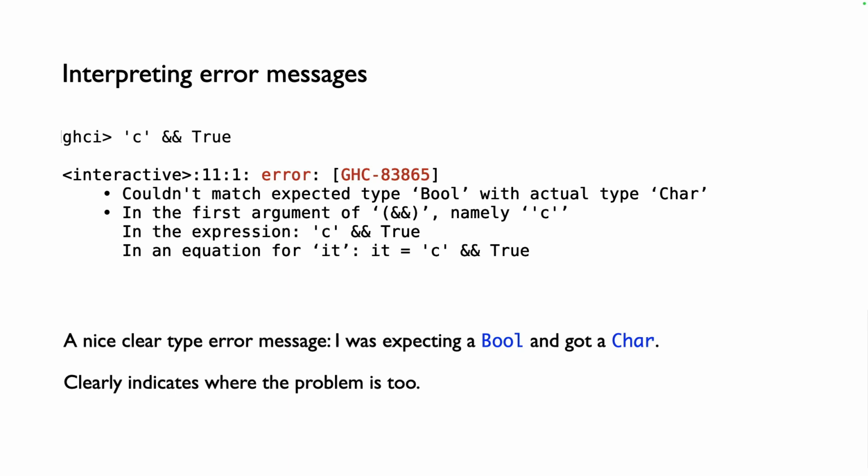Now here's a very nice clear type error message. If I try to take the conjunction of the character C and the Boolean value true, it tells me I couldn't match the expected type. If I'm applying AND to 2 arguments, I expect that both arguments will be Boolean. And what I'm seeing here is not that, but I'm seeing the type character. That's not what I expected. It tells you precisely where the problem is and that it's got the wrong type. So some type error messages are very clear.